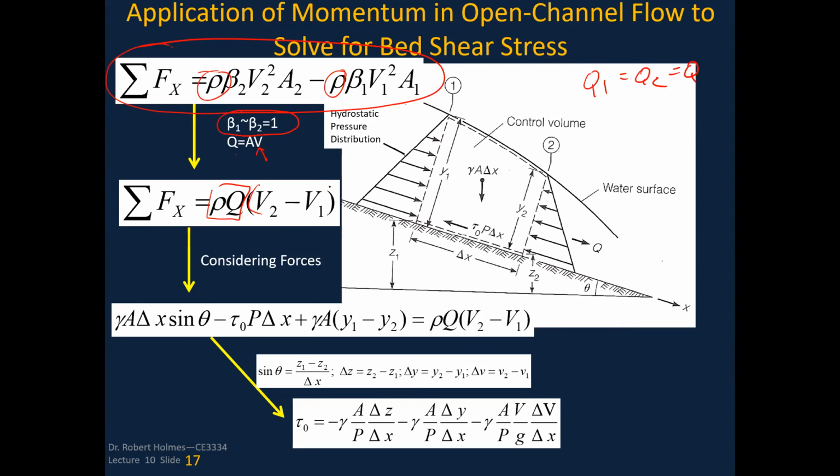So I've got V2 minus V1. And so the sum of the forces in the x direction is equal to this quantity here. All right, so now we've got to look at the forces. And so what do we have?